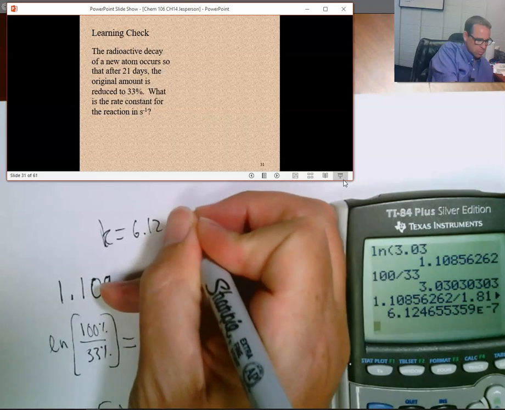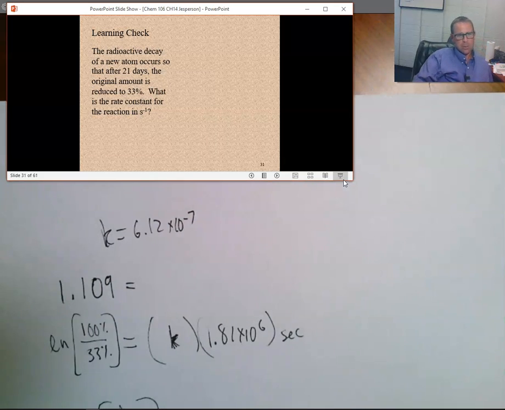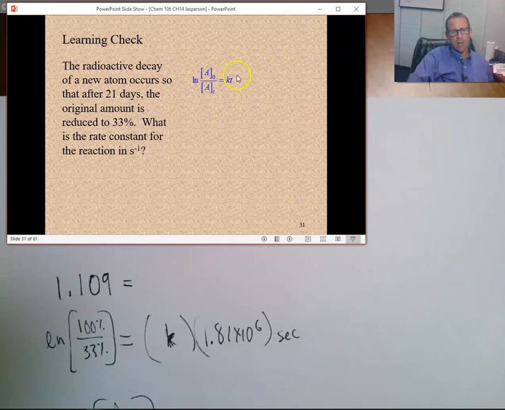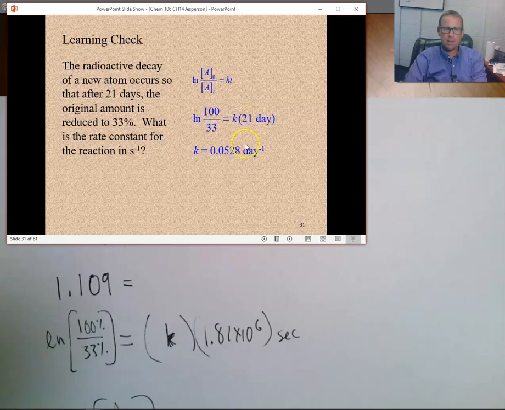Okay. So again, this equation would be provided for us, but we're going to talk more about this equation to help us realize how we can envision it a little bit better, because it's a little more cryptic by itself initially. But it being provided for us, we can put in 21 days, solve for it in days, and then convert that to seconds. 6.1 times 10 to the minus 7.